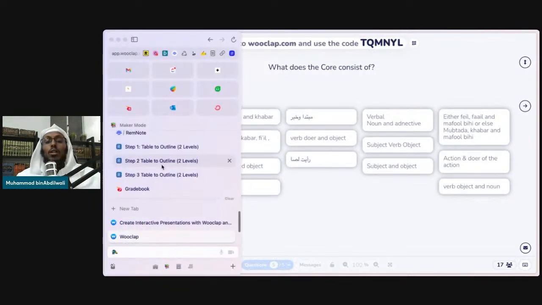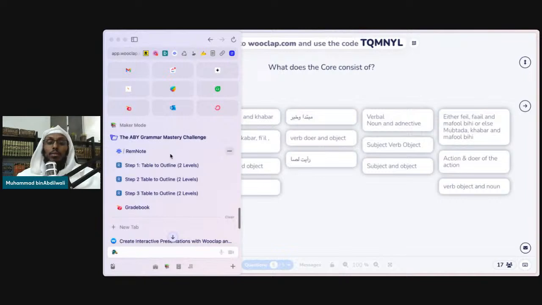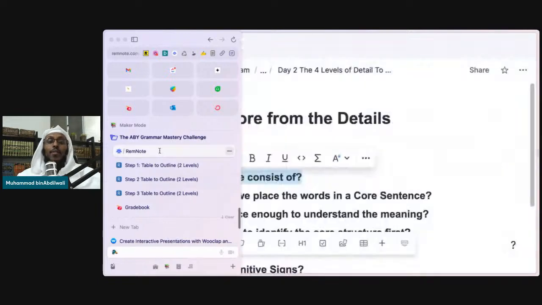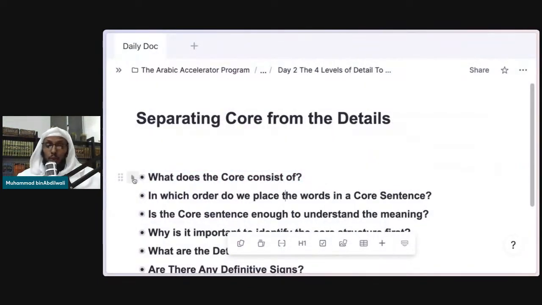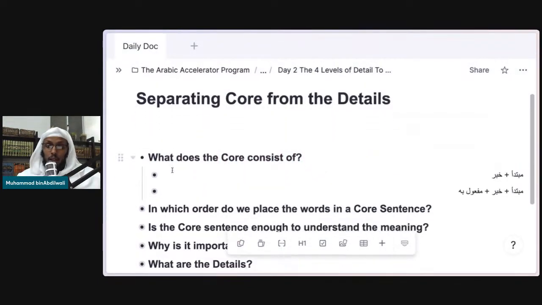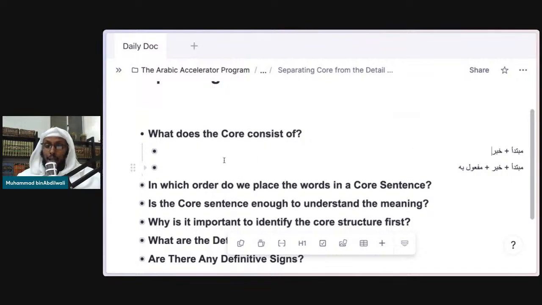And then occasionally, depending on the verb, if the verb needs an object, it's a verb that affects someone or something, then we might also have an object as part of the core. So we have mubtada and khabar, because like we said, we're just dealing with nominal sentences. We're only dealing with jumla ismiya at the moment. Jumla fi'liya, I consider it to be a variation of jumla ismiya. Okay, so forget jumla fi'liya for now.